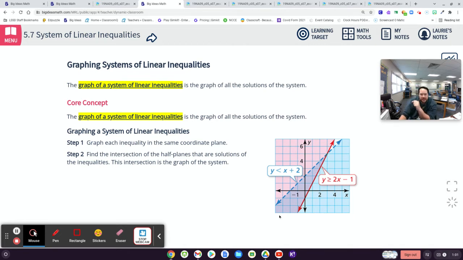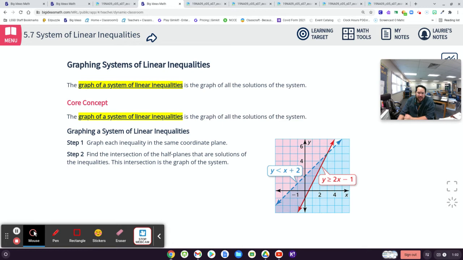The solution to the system is only this purple part. It's only the overlapping part. So all the points in this purple area are ones that fit both of these inequalities. These are where the solutions are. The blue ones only work for the blue inequality, and these red ones up here only work for the second one. The purple ones work for both.